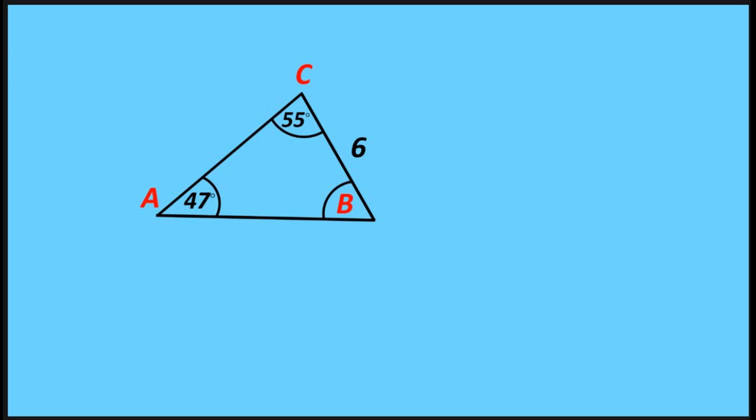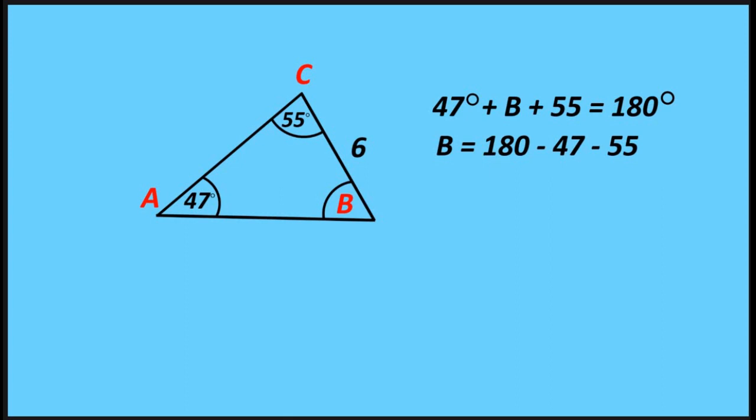Now just as a side note here, we can actually solve for the value of angle B in our sample problem by recalling that the angles of a triangle sum up to 180 degrees. So angle B must be equal to 180 minus 47 minus 55 degrees, giving us B equal to 78 degrees. But let's get back to the law of sines.